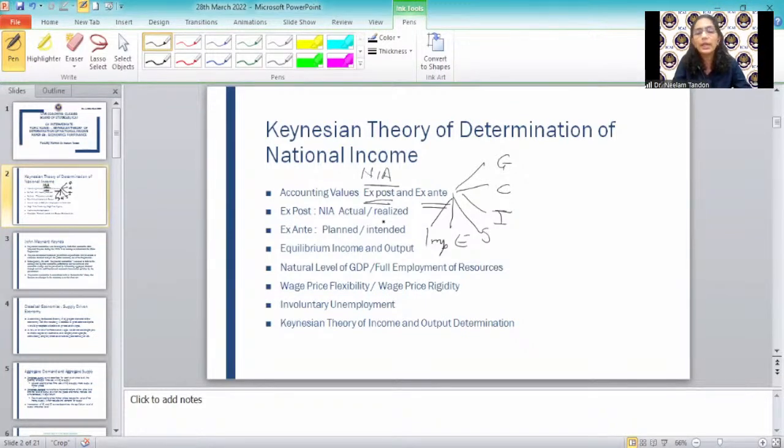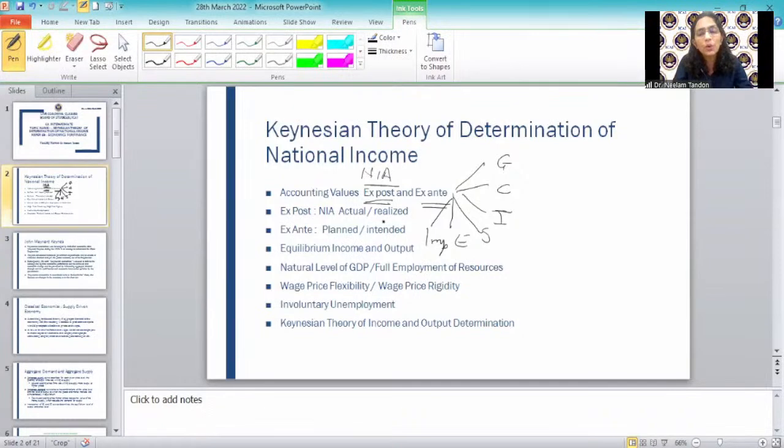So ex post and ex ante is clear. You should know these terminologies. National income accounting is ex post. Why is it ex post? Because the expenditures have already been incurred, the income has already been generated, the production has already happened. Ex ante is how much production corporates are going to produce, how much investment they are going to do, how much consumption demand is going to be created by us. So that's about ex ante.